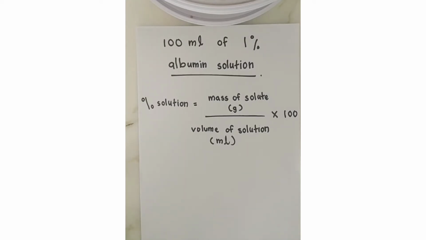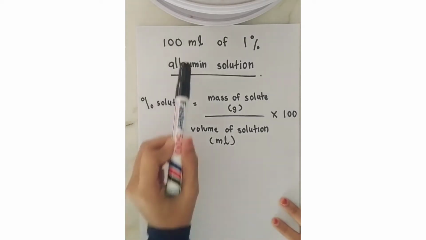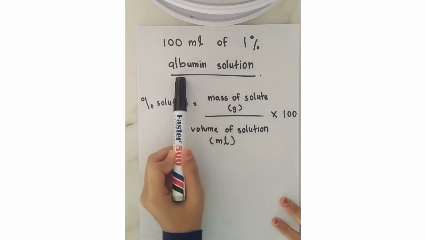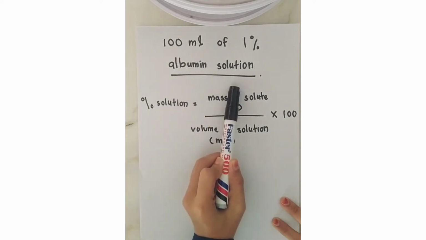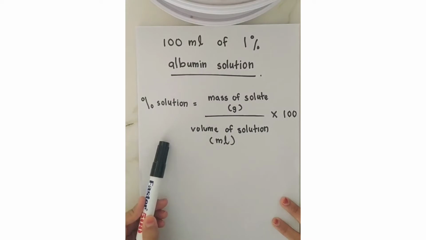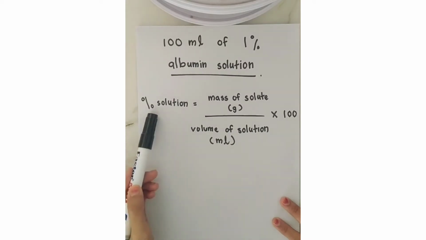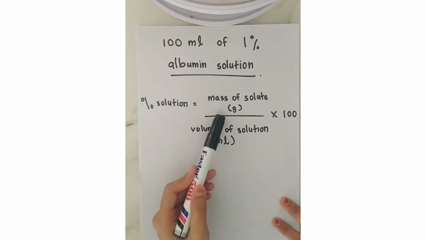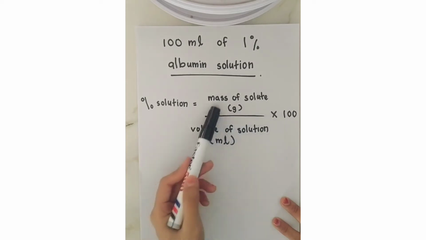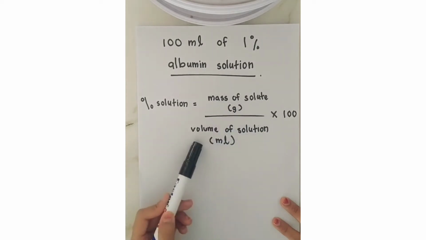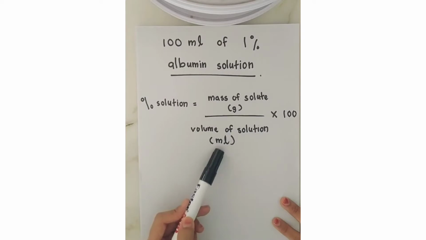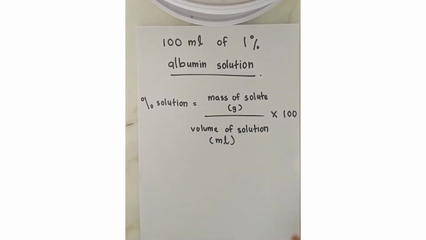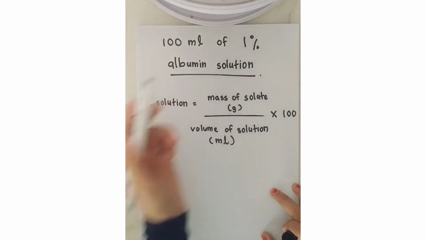So now I'm going to show the calculation for preparing 100 ml of 1% albumin solution. Here is the formula that we're going to use: the percentage of the solution is equal to the mass of the solute in grams divided by the volume of solution in ml, multiplied by 100. The percentage of solution here is 1%.